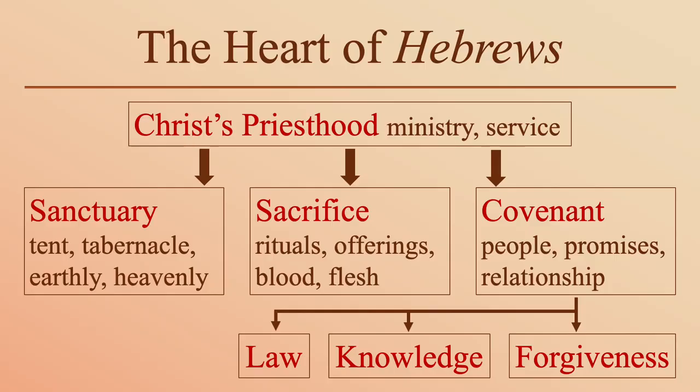And then, of course, we should see the 3 promises of Jeremiah 31 as being included within the covenant: the law on the hearts, the knowledge of the Lord, and the forgiveness of sins. This total framework here of priestly ministry is how the author structures all of his comparison and contrast between the ministry of the Levites and the priestly ministry of Christ in heaven. This is going to be all of the vocabulary and structure that we're using for this heart of Hebrews.